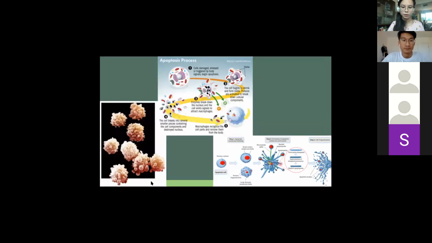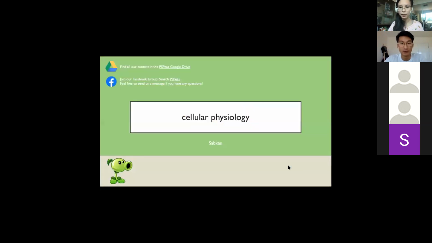I thought this image was really cool. You can see the cells start to bleb and form little pockets, little sacs. And here's some diagrams again. Have you guys had this lecture yet on apoptosis and cell death? They have, yeah, last week. Yeah, okay, cool.